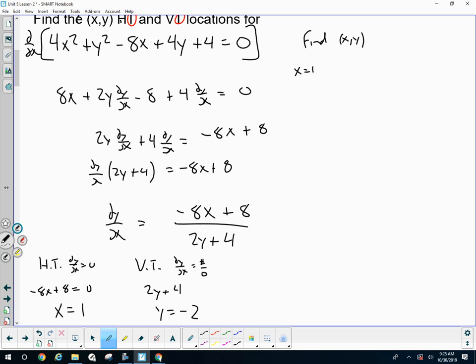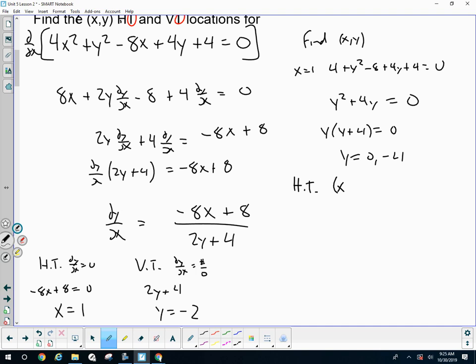Let's start with when x is 1. When x is 1, I get 4 plus y squared minus 8 plus 4y plus 4 equals 0. Well, that's y squared plus 4y. I got 4 minus 8 plus 4. Okay, well, that's 0. That's just y squared plus 4y equals 0. I can factor and solve. Oh, that's interesting. I get 2 y's. So that means for my horizontal tangent, there's actually 2 points. There is (1, 0) and (1, negative 4).